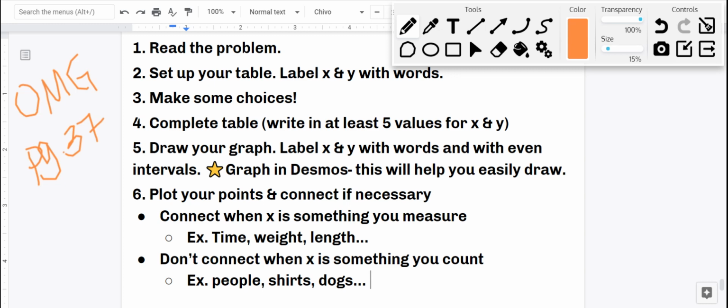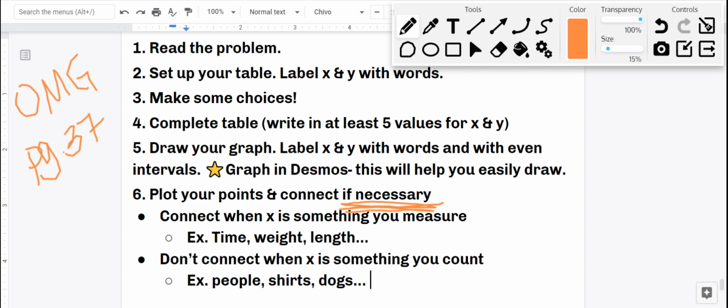You're going to plot your points, and then you only connect if necessary. That if necessary is really important, okay? So we connect when it's something you measure, like time, weight, and length. When you can have a decimal for it, part of it, okay? I could have part of a minute. I could have part of a pound. I could have part of an inch. So like 3.6 inches, okay? So that's what I connect.